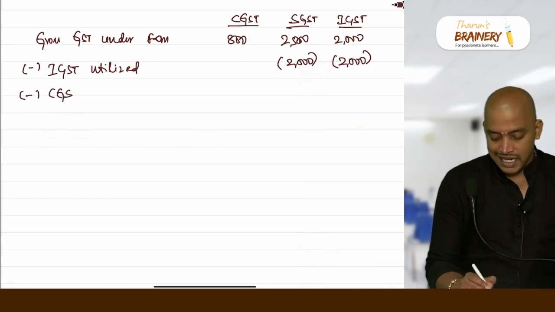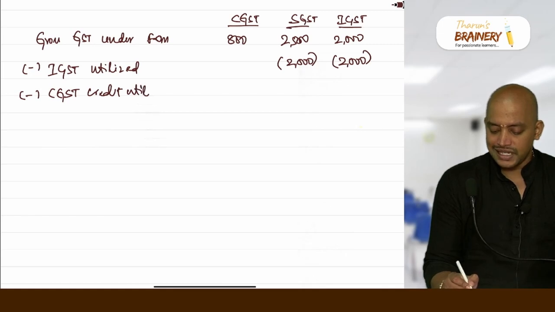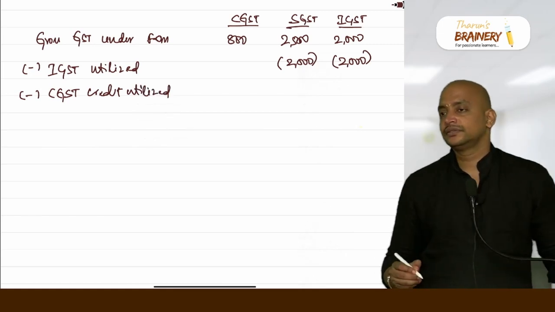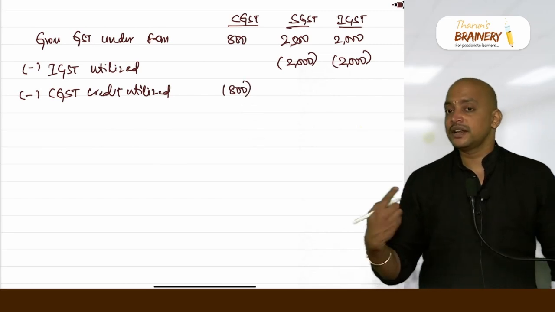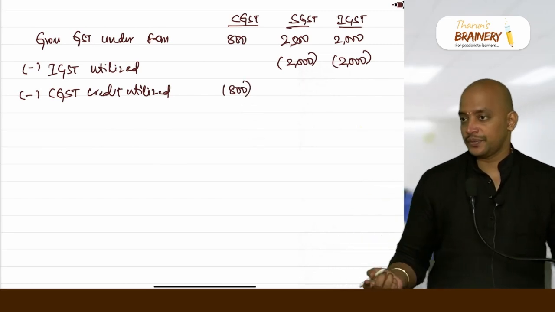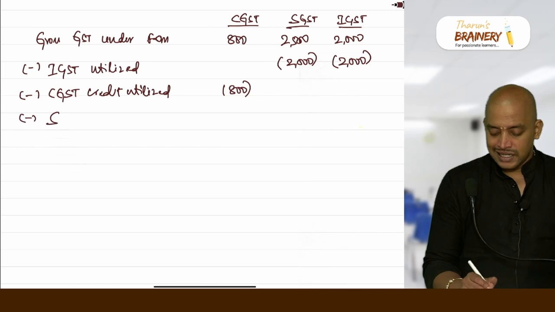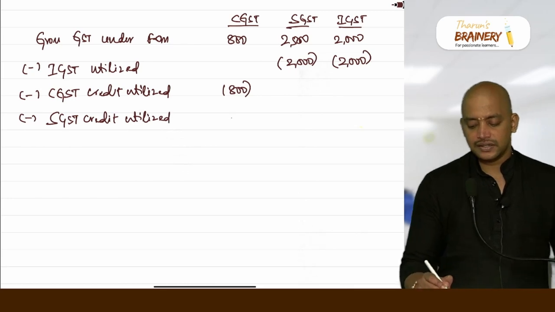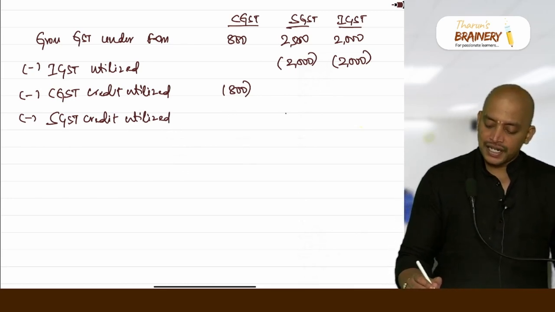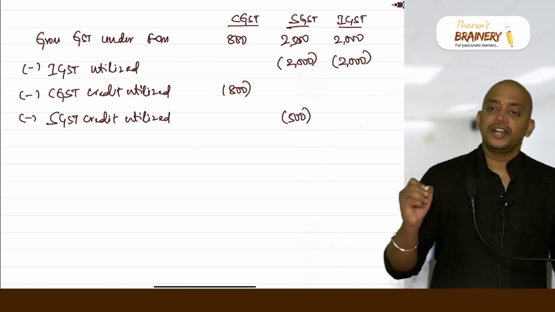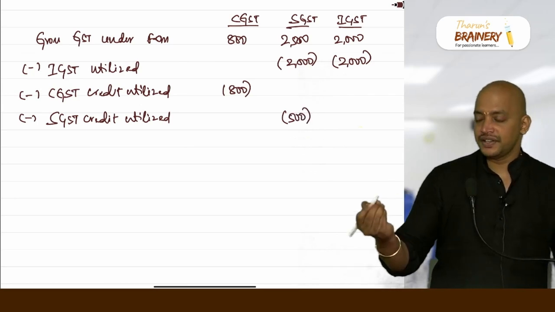Minus CGST credit utilized. How much is the CGST credit we have? 2000. How much will we use for CGST? 800. Remaining, can we use for SGST? No. Minus SGST credit utilized. What is that SGST credit utilized? 500. So that 500 we need to set off against this. Only 500 we have, 500 we are using.